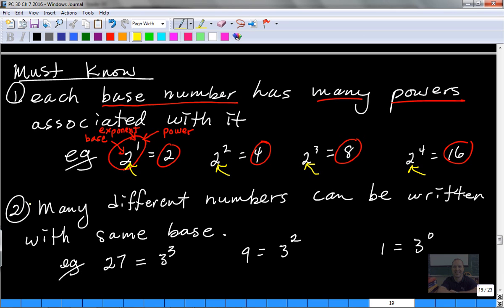The second thing that comes from that is that many different numbers can be written with the same base. And that's just the reverse of what number 1 is. So 27, 9, and 1 all have a property in common, and that is that they can be written with the same base number of 3. The exponent is the only thing that changes. See that? So 27 is 3 cubed, 9 is 3 squared, 1 is 3 to the power of 0. So these two things will help us to use method 1 in solving exponential equations.